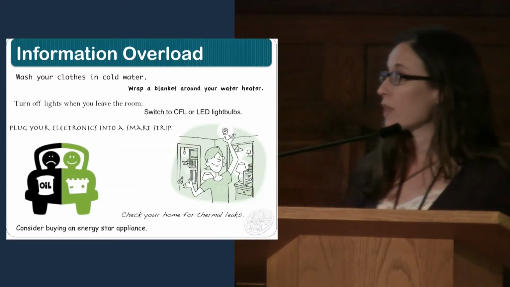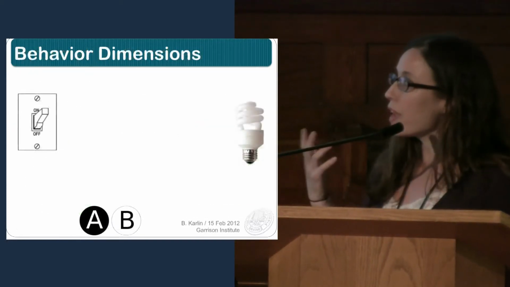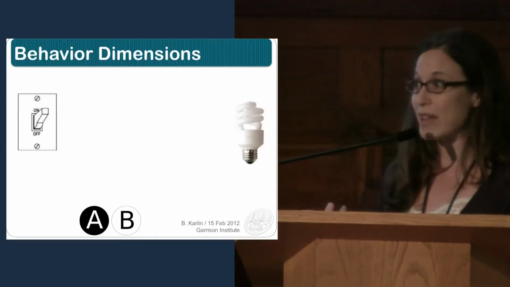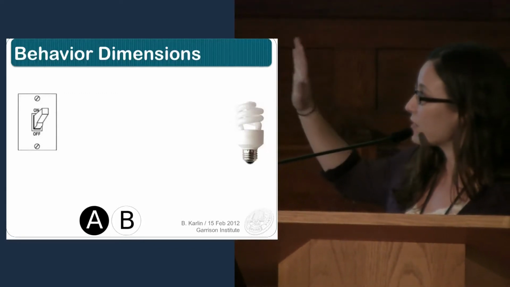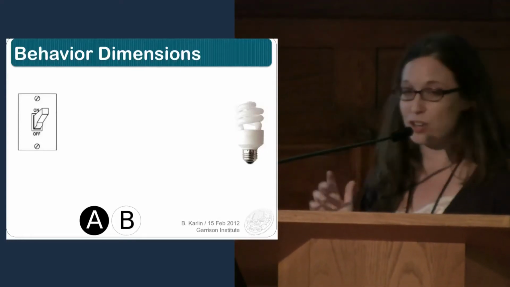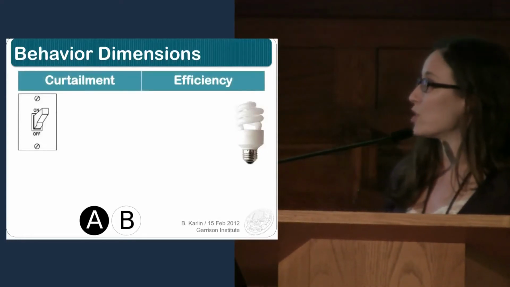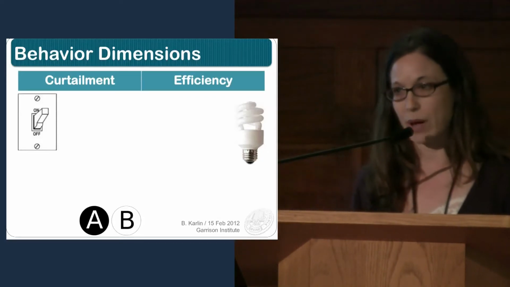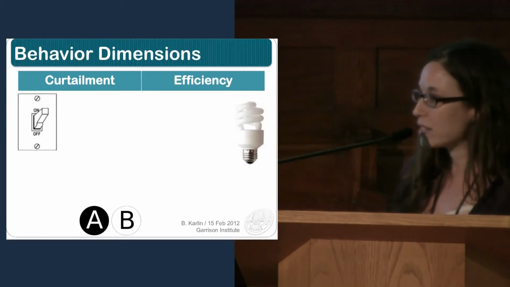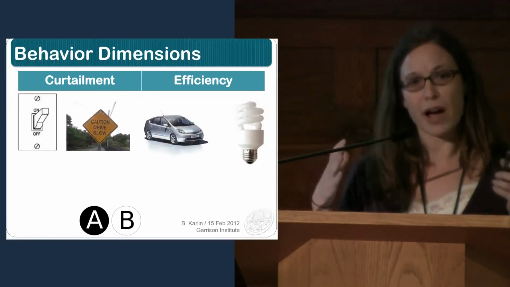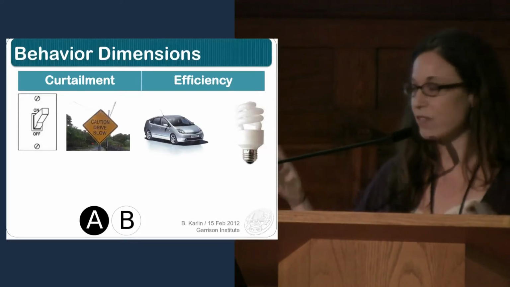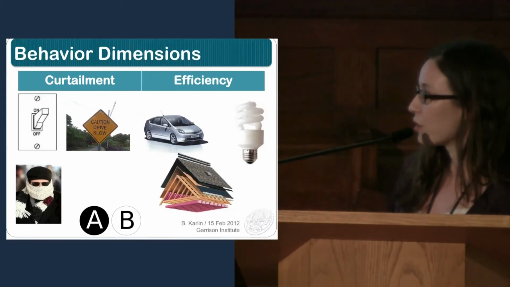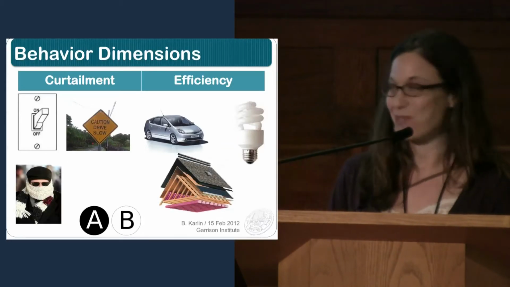So one solution that we've seen a lot more of in the past decade is talking about energy conservation in terms of behavioral dimensions. So we can look at turning off lights and buying an energy-efficient light bulb as two different dimensions of energy behavior, and they're often referred to as curtailment and efficiency, and we've seen a lot of people talking about these two dimensions. So we can look at this level that's broader than individual behaviors, but smaller than just save. So this could be driving slower versus buying an efficient vehicle, or bundling up in the winter versus insulating our roofs.